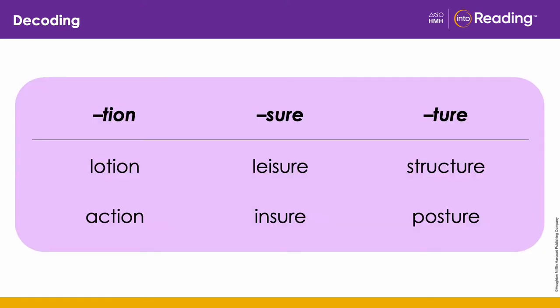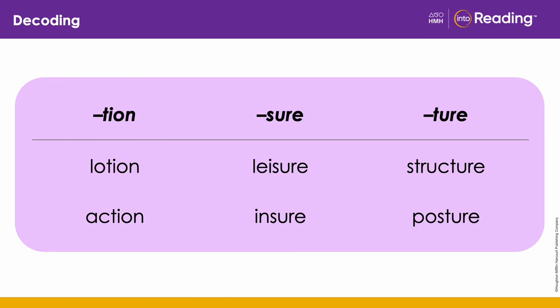Let's read and discuss each word. Remember, we're focusing on the final syllables T-I-O-N, S-U-R-E, and T-U-R-E. Each heading tells us which final syllable we'll find in the words from that column. Look at the first column with words ending in T-I-O-N. I'm going to read the first word under the heading. I see the final syllable T-I-O-N in this word, which means that I need to divide the word before this syllable.